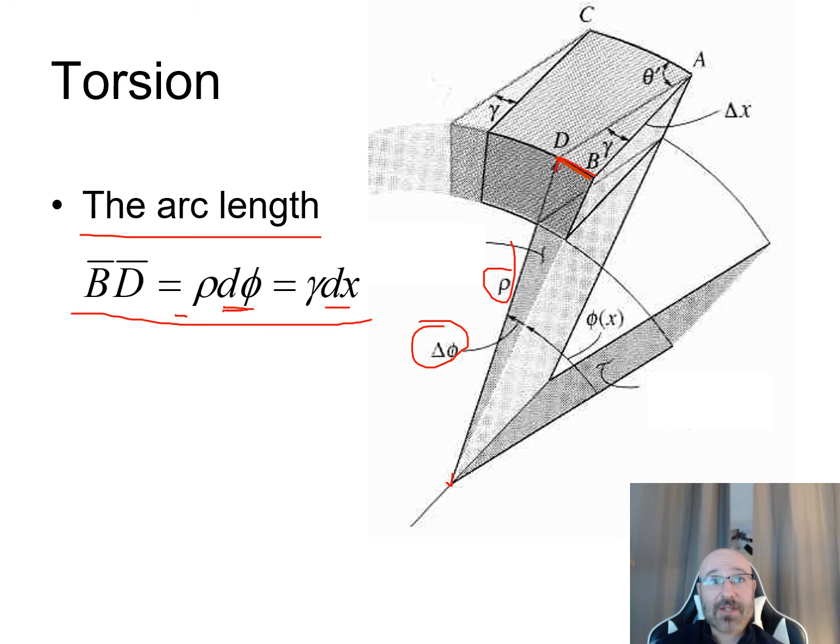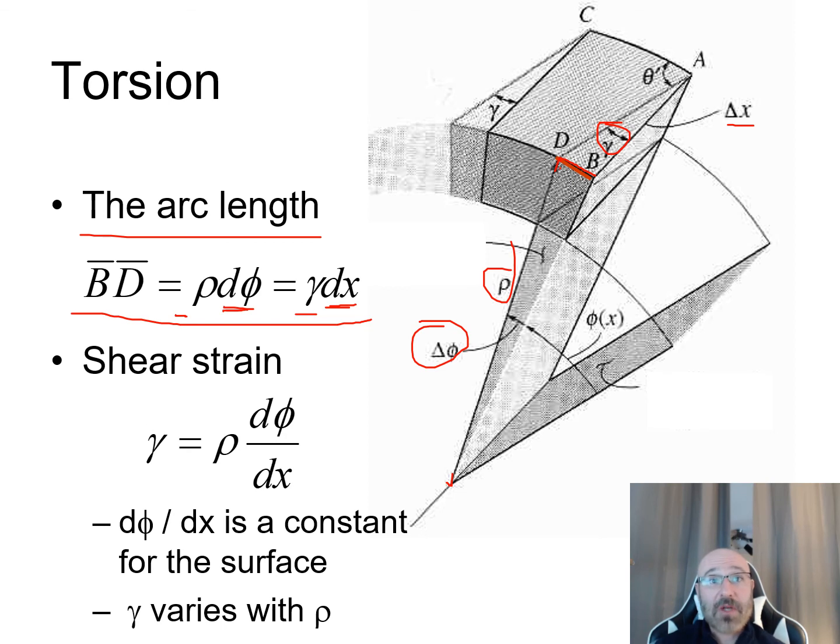This, our delta theta, is our d theta. Now this is also equal to our gamma term on this top triangle, DAB, times our delta x, which we then said is dx. So this is how we're going to get our arc length.